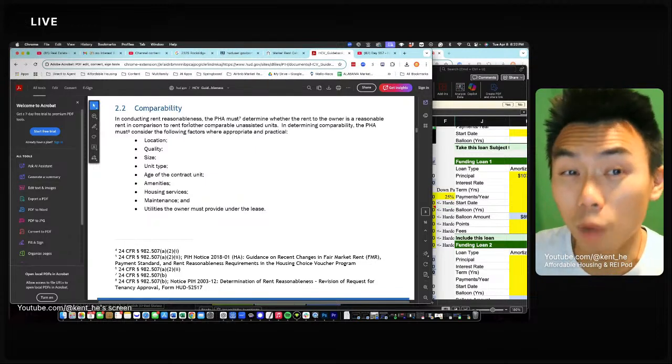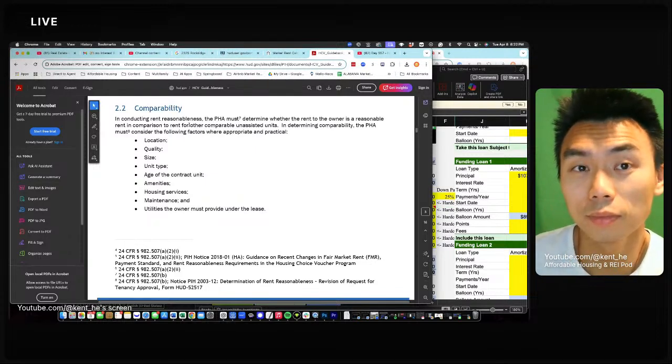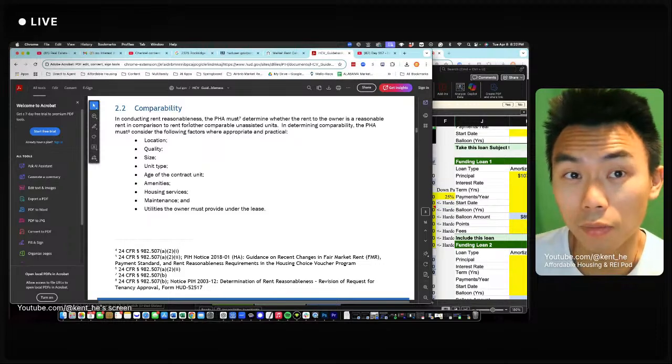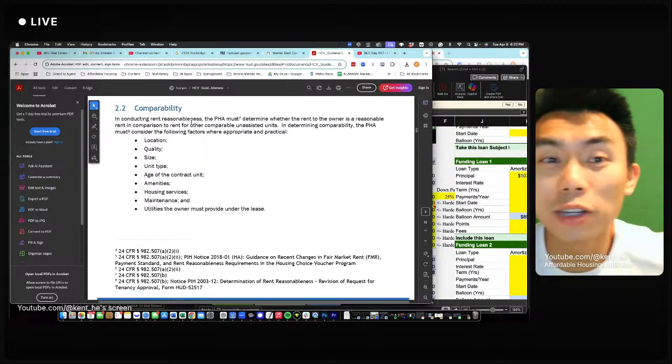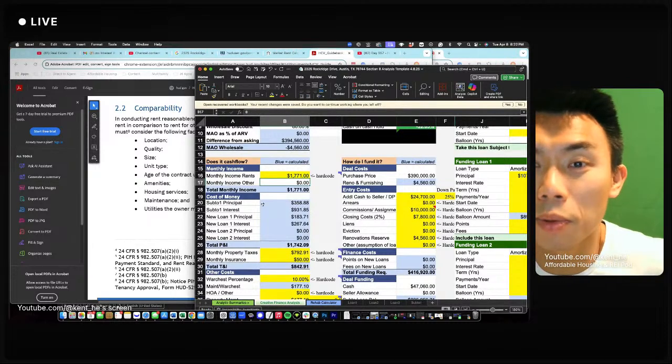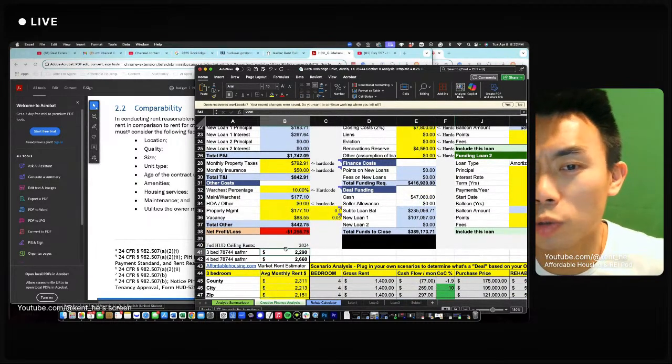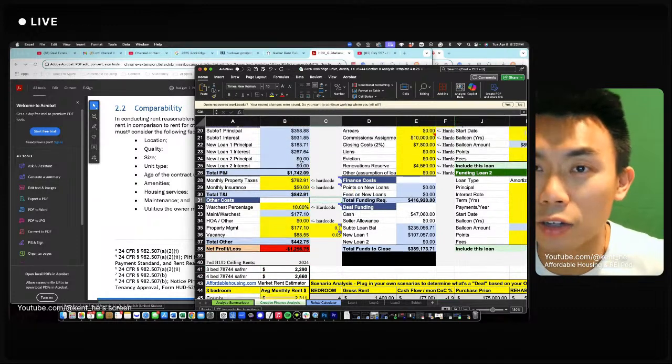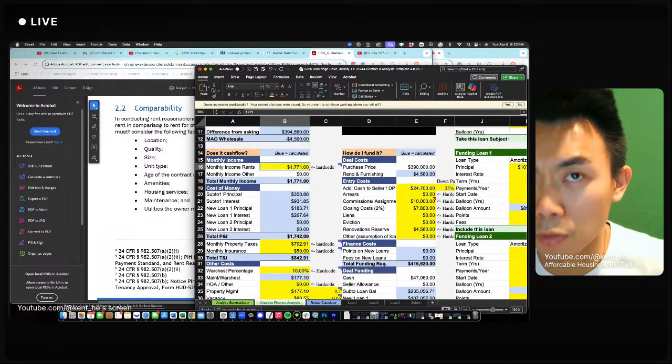So if you don't do it right, that's not smart. And that's why you have to take the low of the two, because a lot of times people make mistakes and say, oh, I see 2290 in SAFMR, and that's my rent I'm going to use. It's not it. You've got to use the low of the two because of the rent reasonableness test.